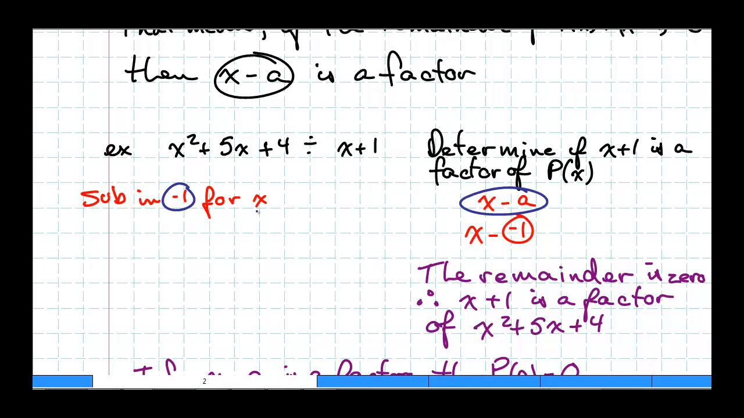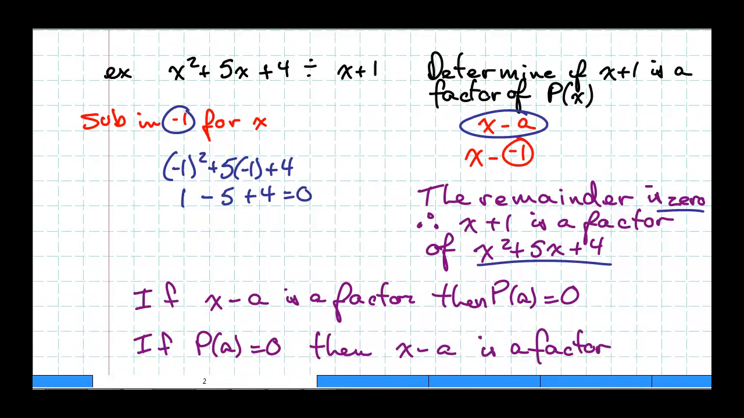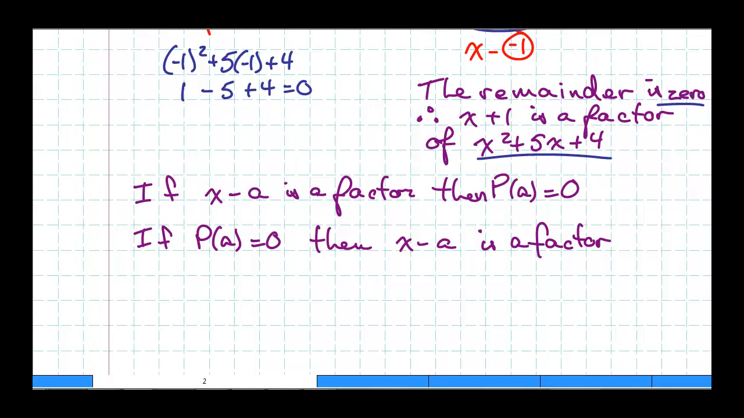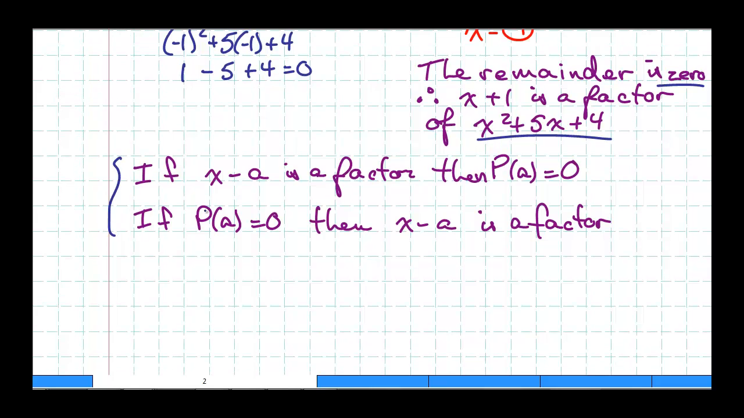So we're going to substitute negative 1 in for x to get negative 1 squared plus 5 times negative 1 plus 4. Negative 1 squared is 1, minus 5, plus 4, and that equals 0. So if the remainder is 0, then x plus 1 is a factor of x squared plus 5x plus 4. It's a factor because we got a remainder of 0. I then went on to say that if x minus a is a factor, then p of a will be 0, and the converse is true as well. If p of a is 0, then x minus a must be a factor.